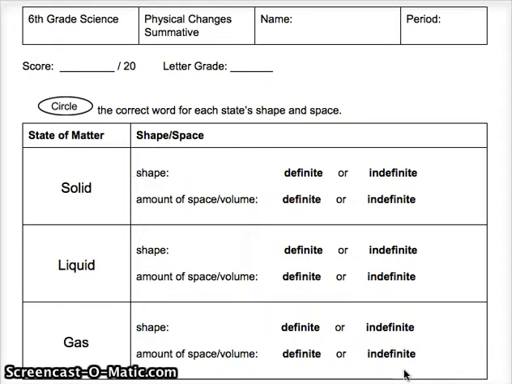Right now you need to double check that you have circles for each shape and amount of space for each state of matter. Go ahead and pause to do this. Press play when you're done.